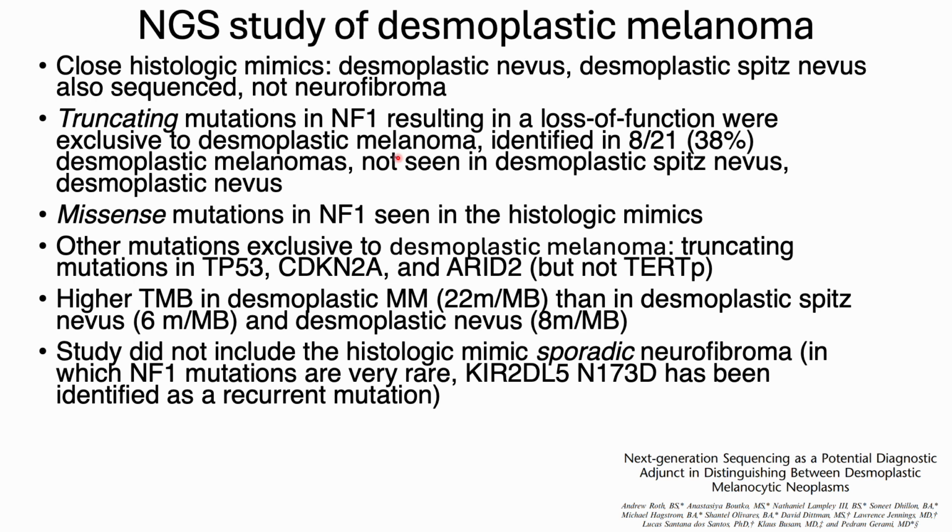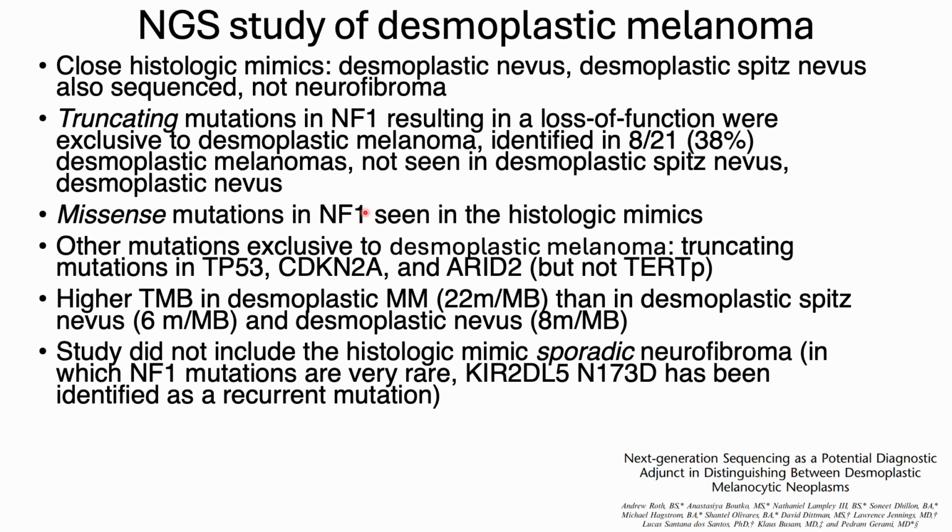So there have been some attempts to use NGS to diagnose desmoplastic melanoma. In this study, desmoplastic melanomas were sequenced and compared to desmoplastic nevus and desmoplastic spitz nevus, but not neurofibroma. And these are some of the closest histologic mimics of early desmoplastic melanoma. The findings were quite useful in that truncating mutations in NF1 were present in 38% of the desmoplastic melanomas, but not in the desmoplastic spitz nevus or the desmoplastic nevus.